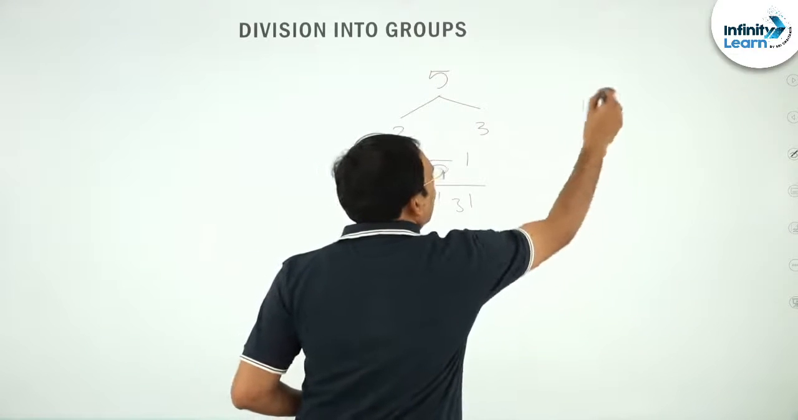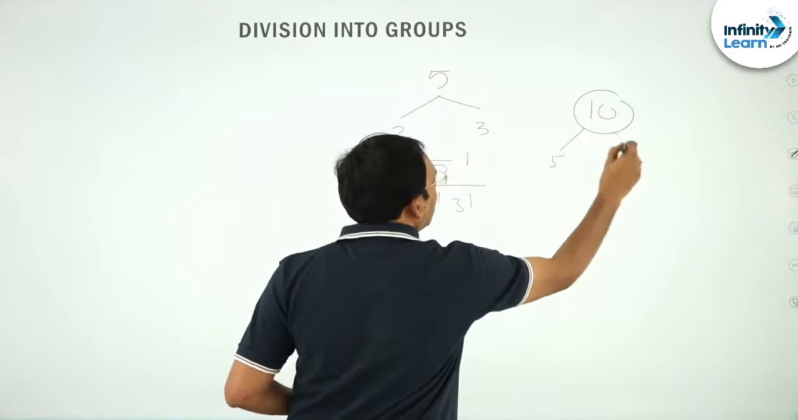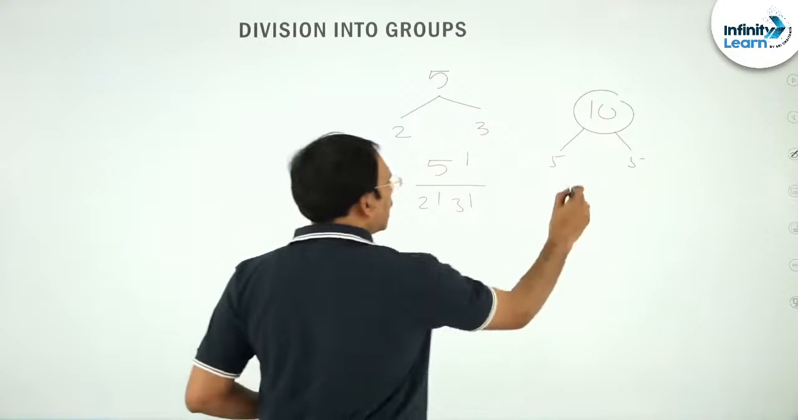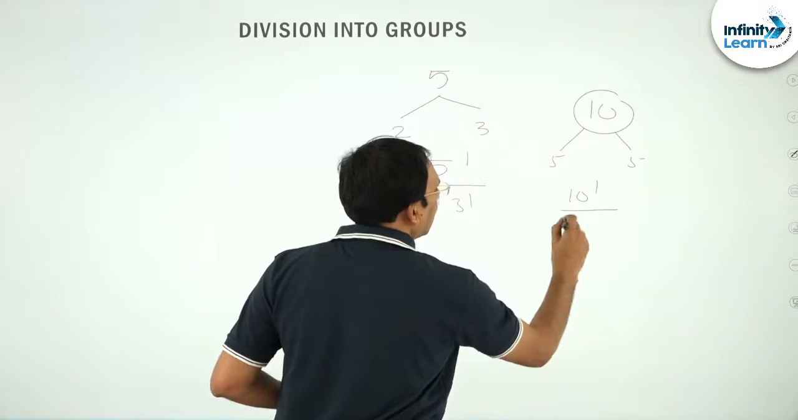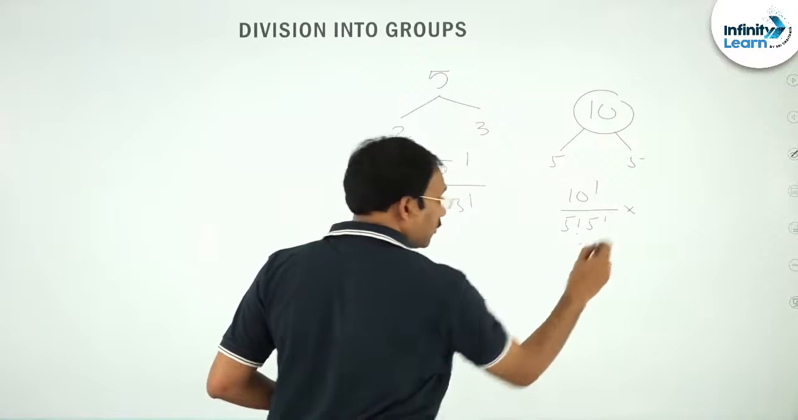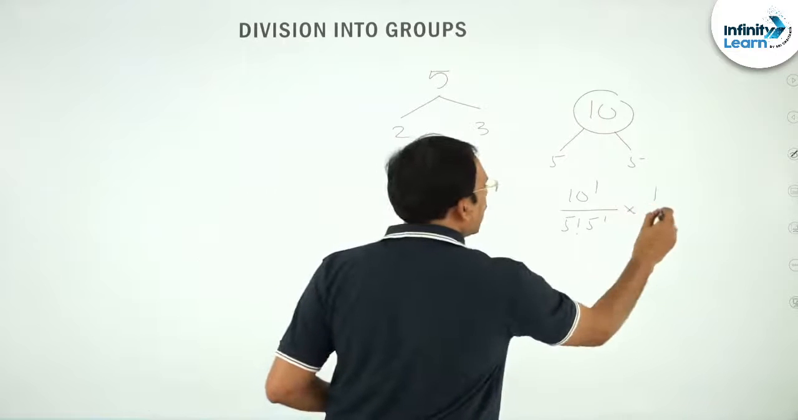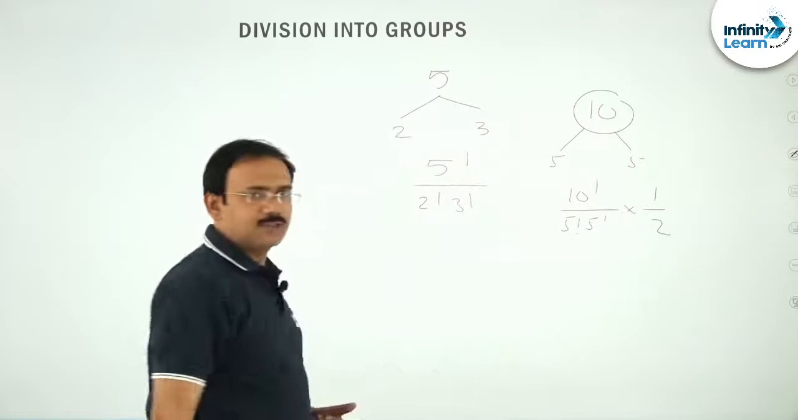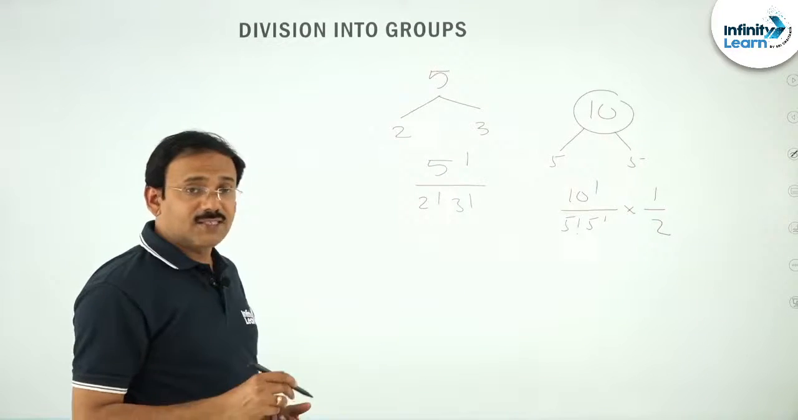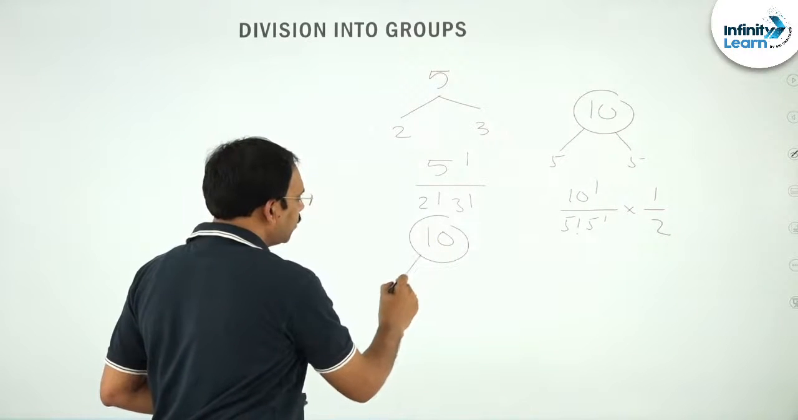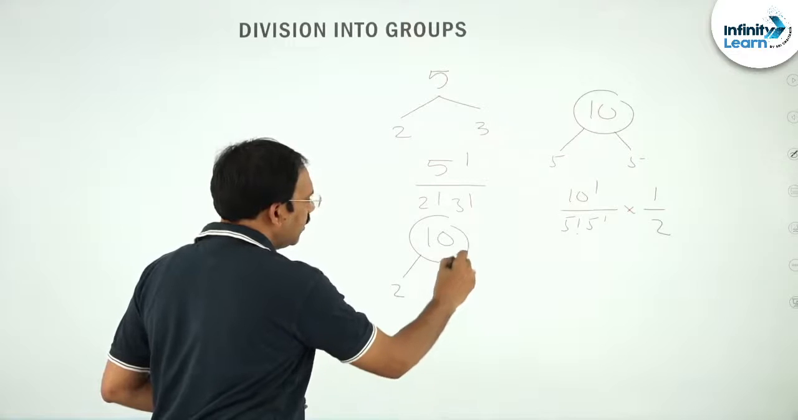Whereas 10 objects I want to divide into 2 equal groups of 5. How many ways can you divide? In fact, you can write 10 factorial by 5 factorial into 5 factorial into 1 by 2 factorial, because the 2 groups are equal, right friends.